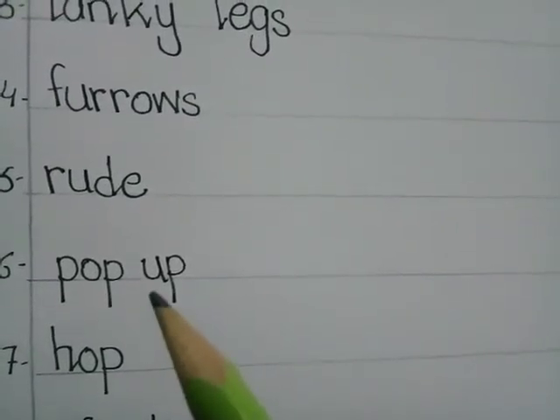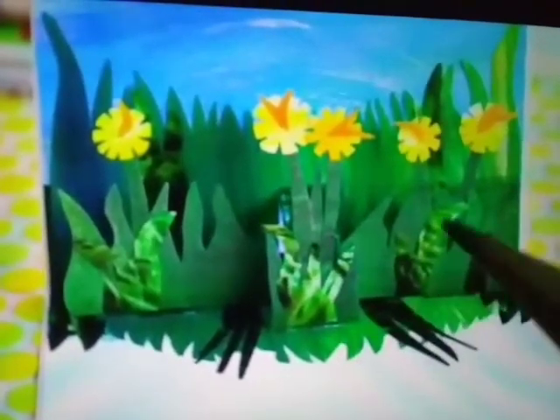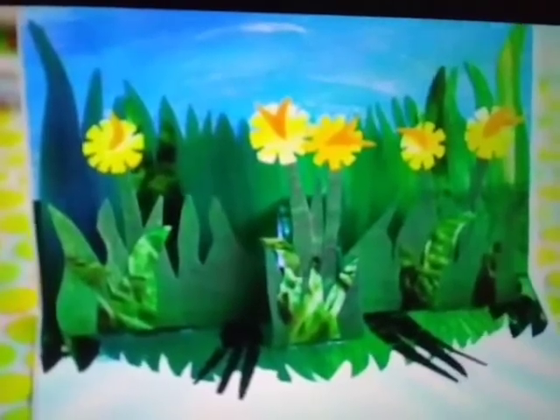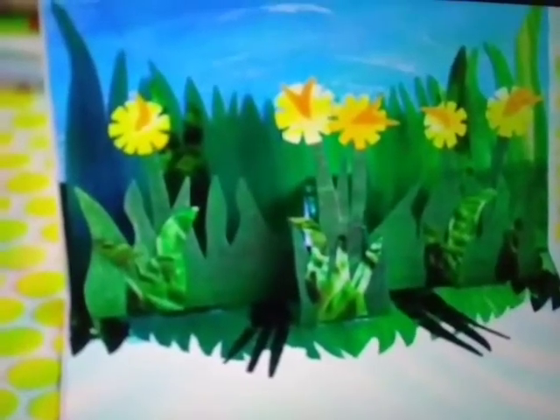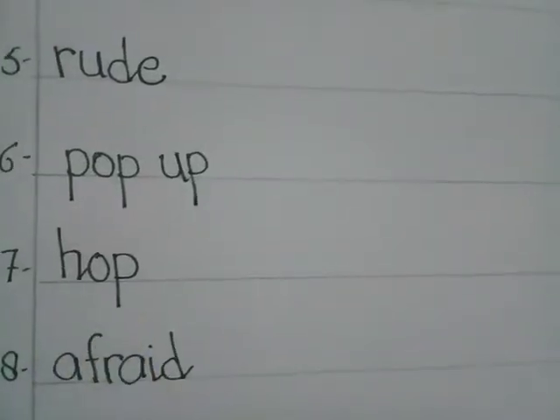Now sixth word is pop up. Dear students, pop up means appear in a place. Like you can see here in this card, if we open this card, this scenery will appear or pop up. So what is the meaning of pop up? Appear in a place. Now seventh word is hope.